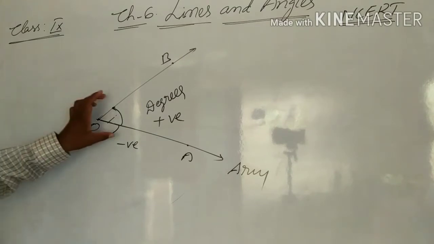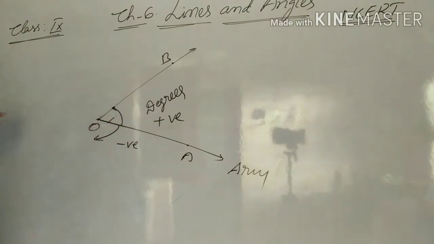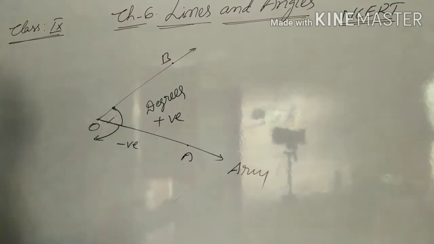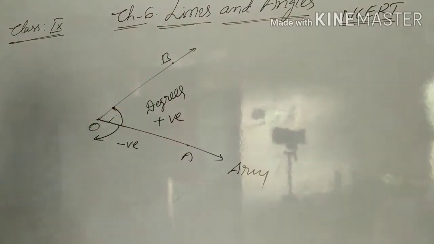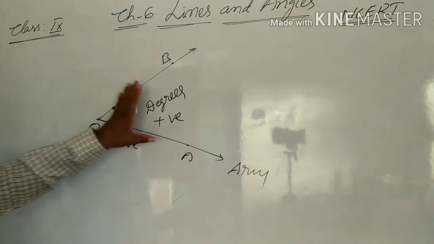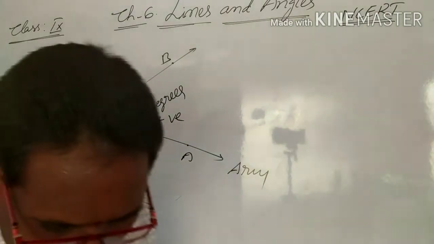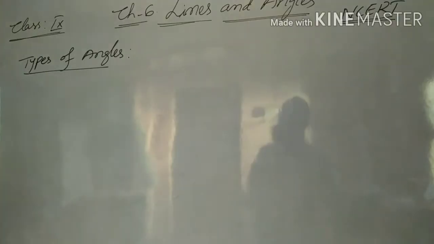Angle means two different rays having the same initial point. Where the two rays intersect, this O is the vertex of the angle. OA and OB are the rays, also called arms. Okay, this is the angle. Next, you already learned about the angle.